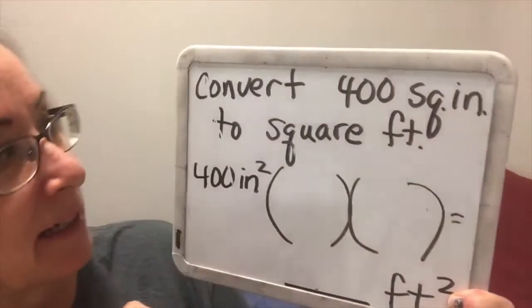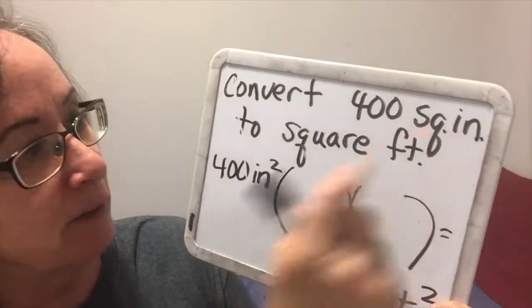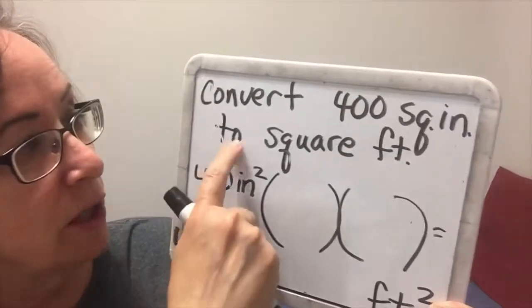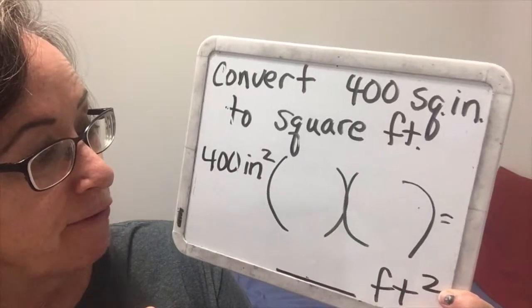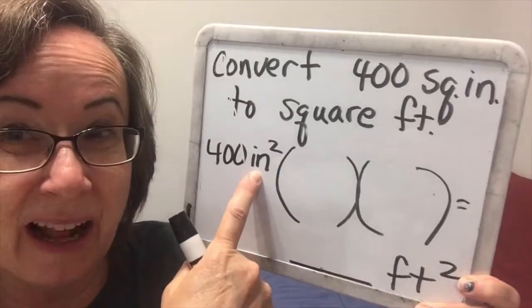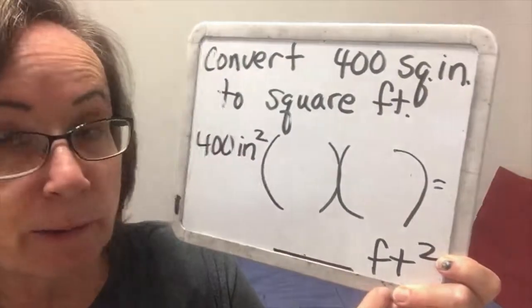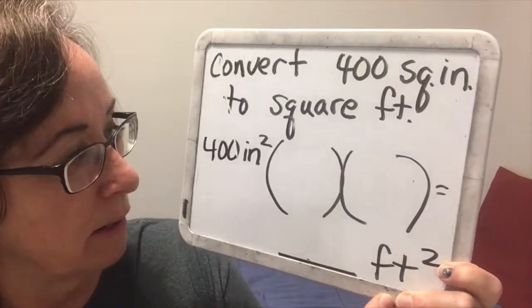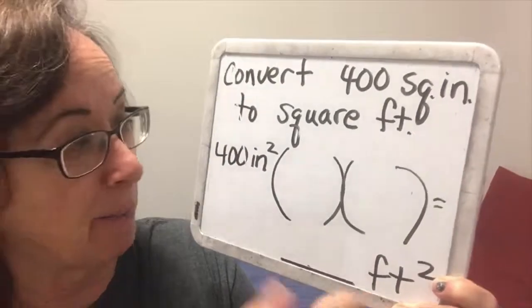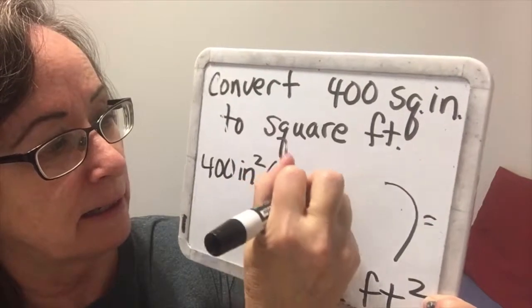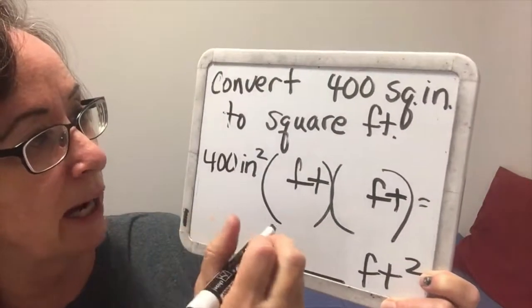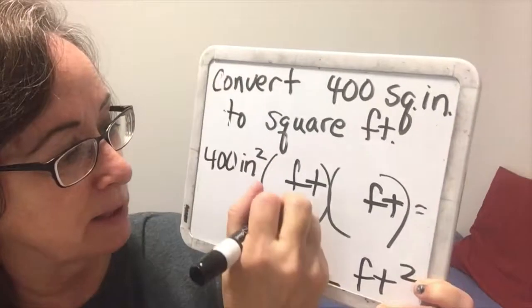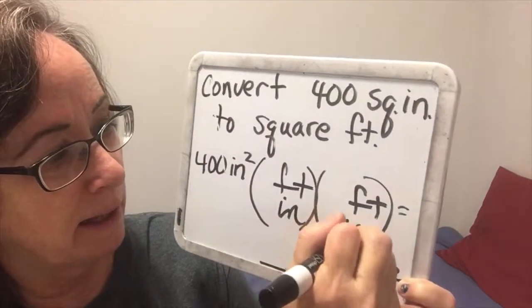Okay, we have one more example, and then we're going to go do some practice problems. Convert 400 square inches to square feet. So now we're going from square inches to square feet. We want to get rid of inches squared, and replace it with feet squared. That means we want feet on the top, so feet and feet, and we want inches on the bottom, so inches and inches.